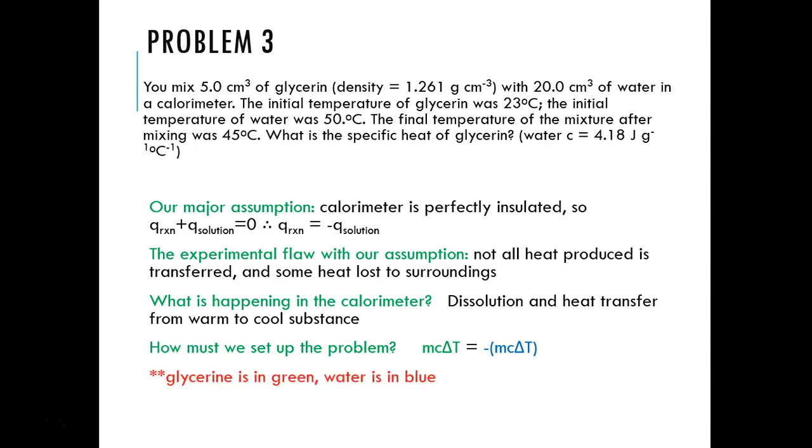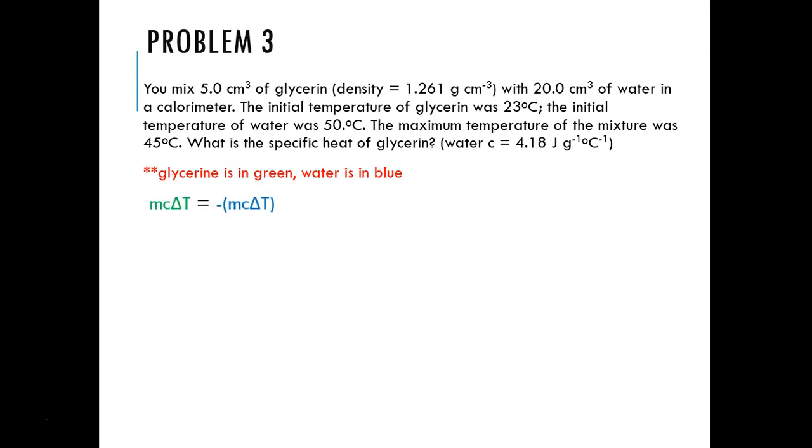All right, so we're going to set up a 2-sided problem. We're going to keep glycerin in green and put water in blue, just to make it a little easier visually. Okay, so mc delta T equals negative mc delta T. Technically, it doesn't matter what side you put the negative sign on, because that's how algebra works, but I usually just put it on the side that is losing heat because it makes the negatives cancel out a little more neatly. Okay?